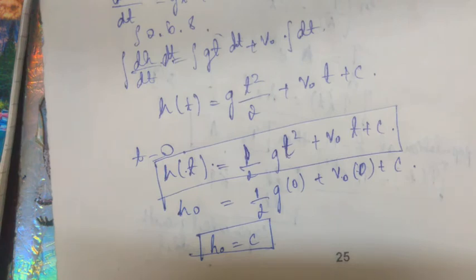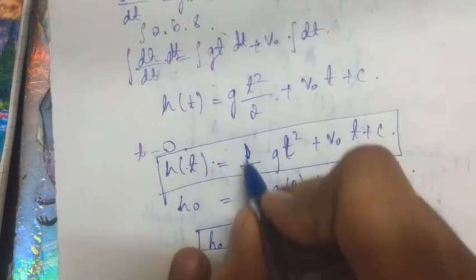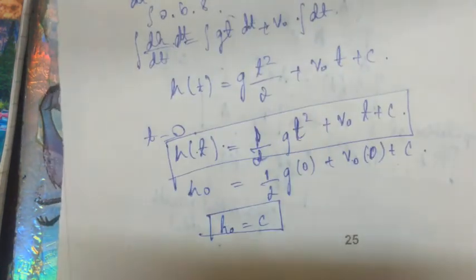So the above equation describes the height of a falling object from an initial height h naught at an initial velocity v naught as a function of time. This is the equation. This is the equation of a falling object.